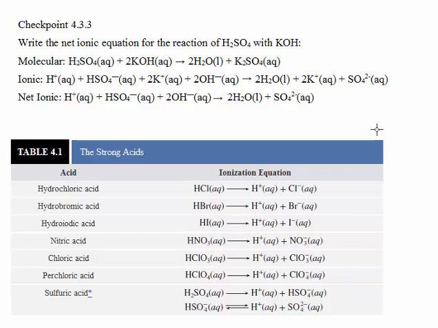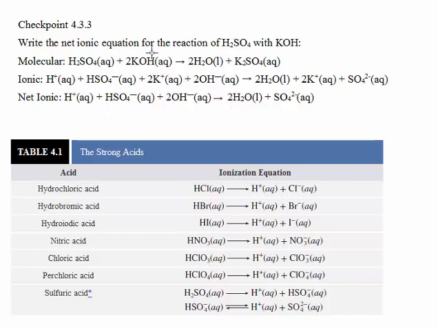So let's look at the example problem here. Write the net ionic equation for the reaction of sulfuric acid with potassium hydroxide. So this is an acid-base neutralization reaction. So it's asking us to write the molecular equation first, then the ionic, and then the net ionic. And I've already written them out for here, but I'll show you how I got to this.